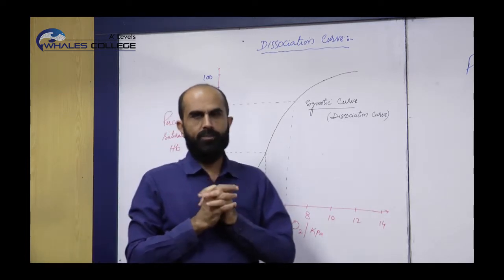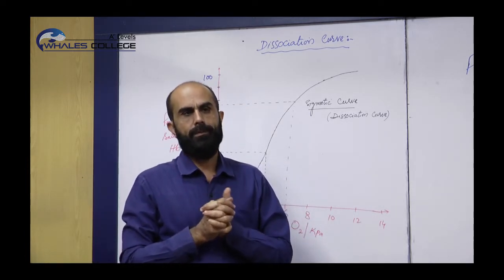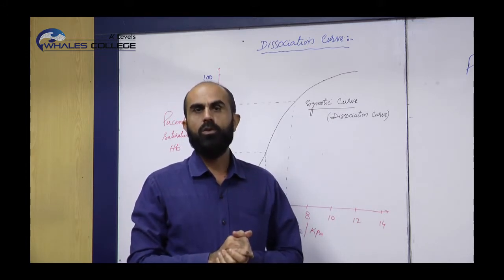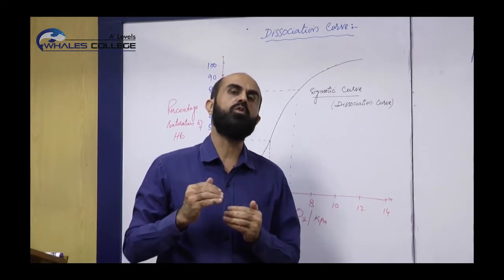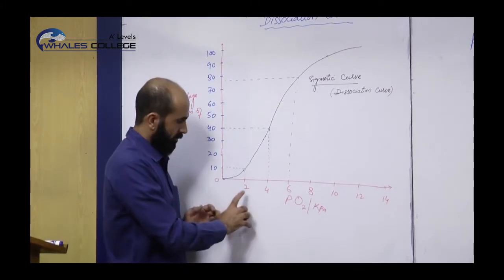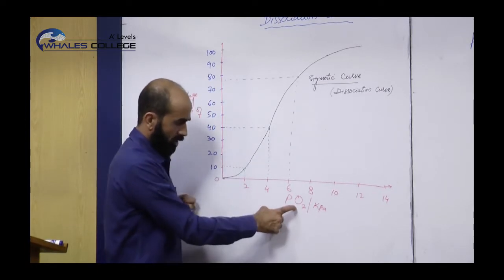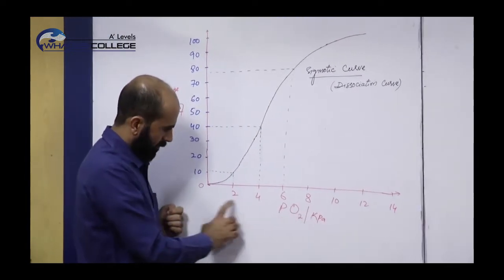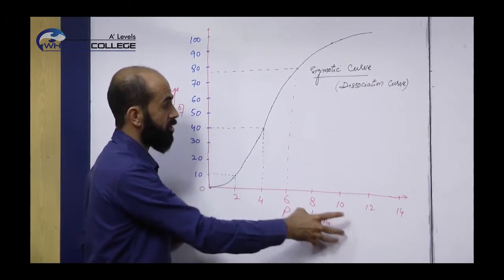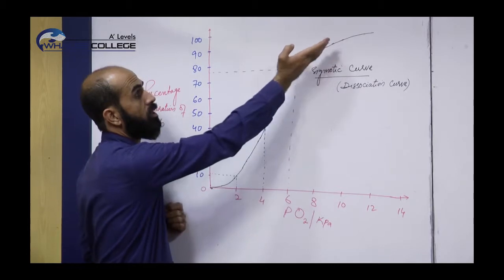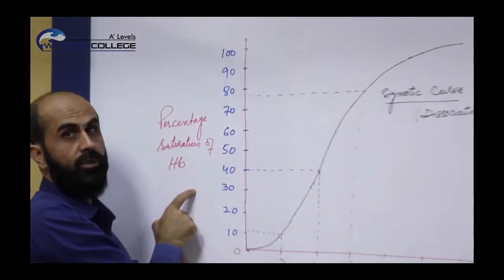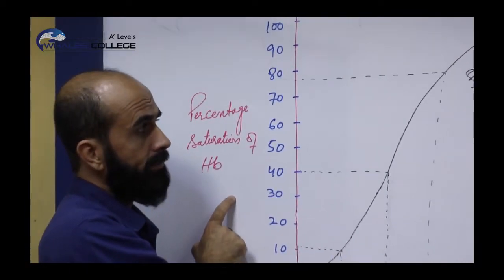Initially, I told you about the partial pressure of oxygen: when the partial pressure of oxygen increases, the percent saturation of hemoglobin also increases. This is what we look at in this curve. Partial pressure of oxygen in kilopascals. When you are moving horizontally, increasing the partial pressure of oxygen, the saturation is going to increase, because on the y-axis we have percent saturation of hemoglobin.